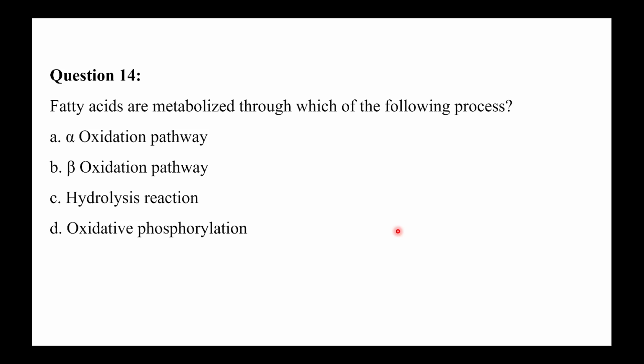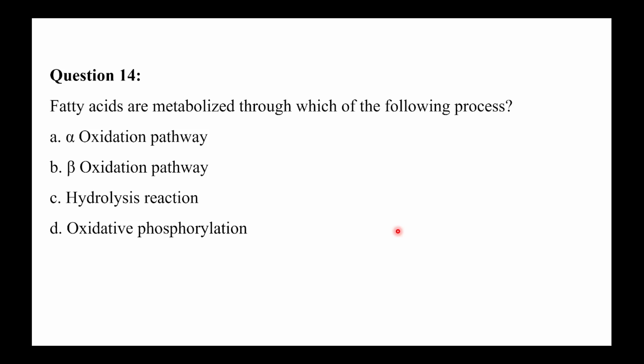Moving on to the next question, question number 14. Fatty acids are metabolized through which of the following processes? Option A, alpha oxidation. Option B, beta oxidation. Option C, hydrolysis reaction. And option D, oxidative phosphorylation.